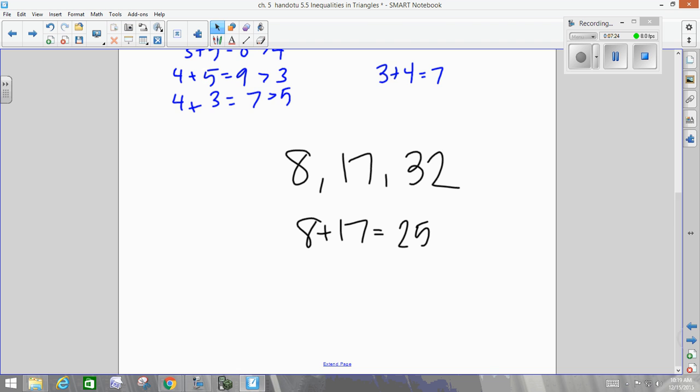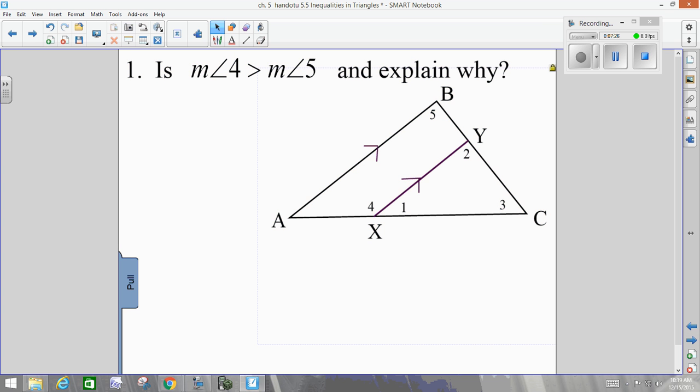Example number 1. Is the measure of angle 4 greater than the measure of angle 5? And you need to explain. So take a minute to observe your diagram there, and if you think you got it figured out, raise your hand and let me know.